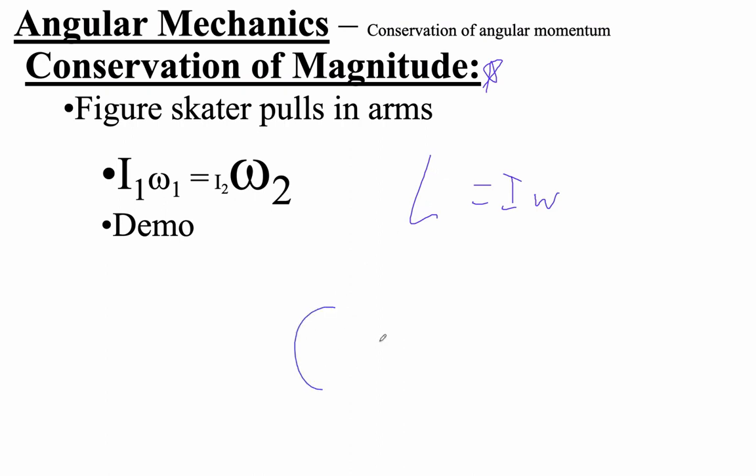So if you have a spinning gyroscope, okay, it's going to tend to preserve the direction that that axis is pointed. And this is why gyroscopes are hard to point in a different direction, maybe once they're spinning fast, right? So the direction is conserved and also the magnitude, okay?